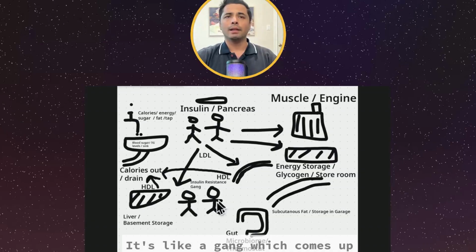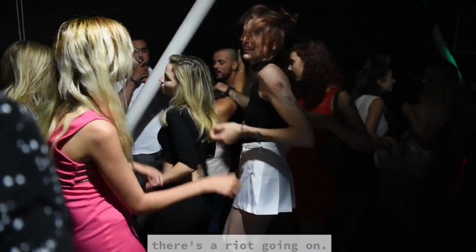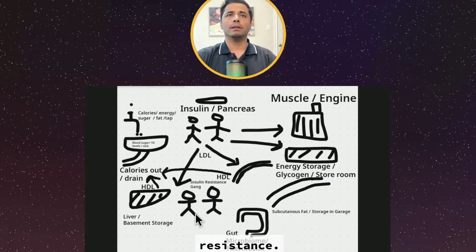It's like a gang which comes up trying to stop excess fat from being transferred into the liver and organs. A bit like having bouncers at a nightclub saying they don't want more people coming in because there are already too many people inside. It's packed inside and already there's a riot going on. And this is called the twin cycle process of insulin resistance.